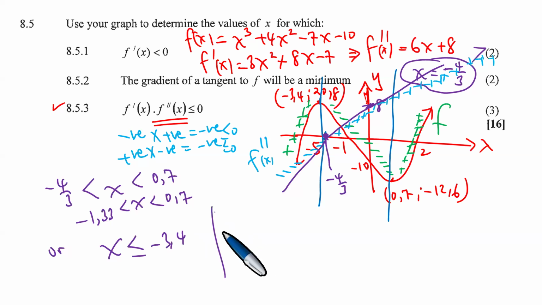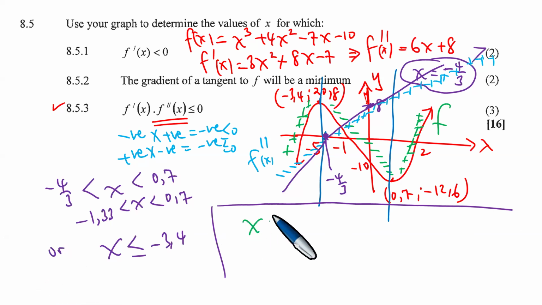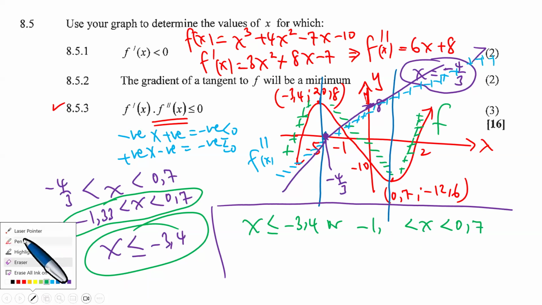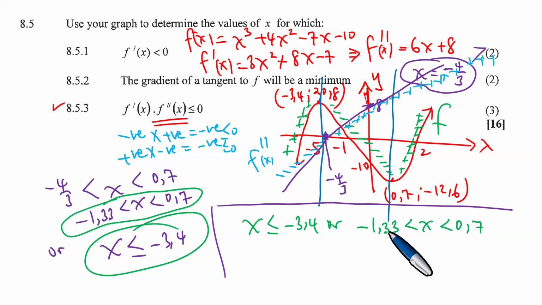So there are two answers to this particular question, and they are as follows. It is x less or equal to minus 3 comma 4, or we also have minus 1.33 less than x less than 0.7. Just look at that, it is exactly 33 here.